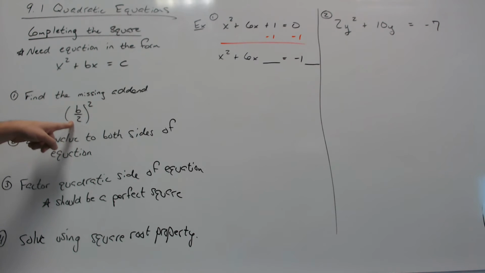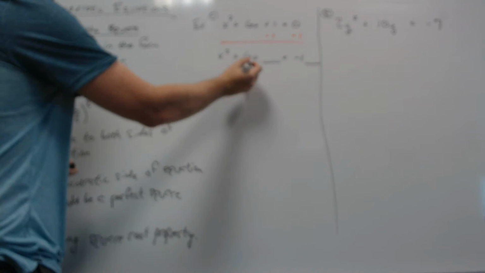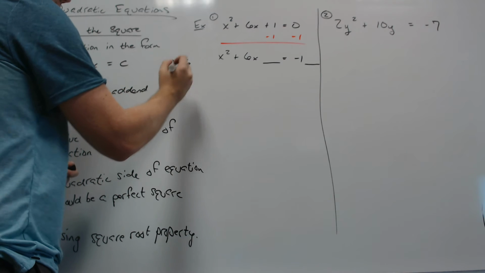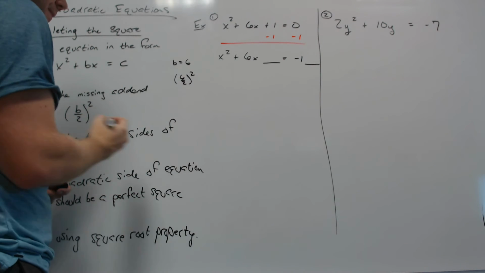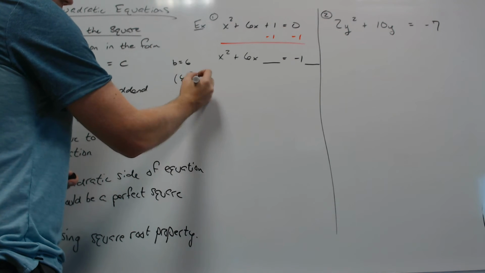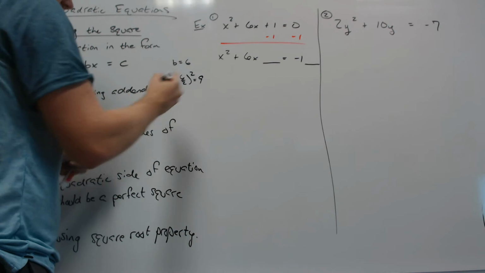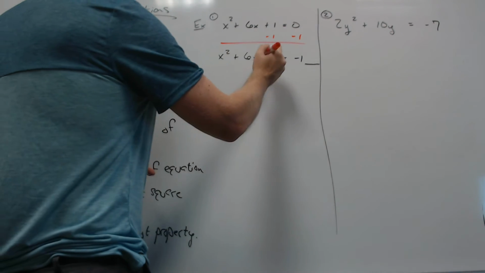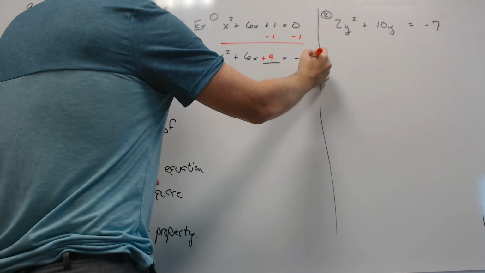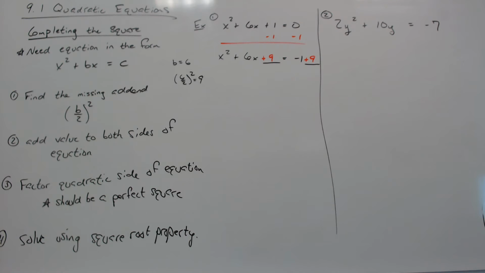So it's b over 2, and I'm going to square it. So from our problem, our b value is 6. So 6 over 2 squared is going to equal, that'd be 3. 3 squared is 9. So I'm going to add 9 and add 9 to both sides of the equation.